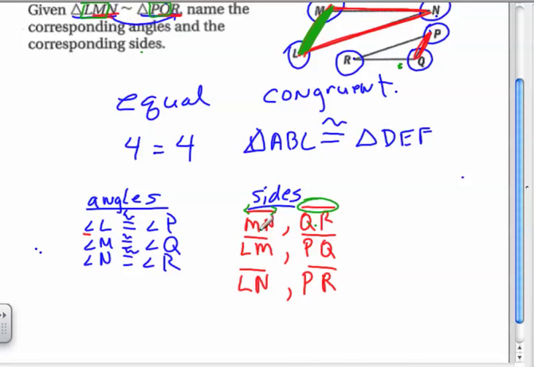Okay? Now, if the triangles were congruent, same size and shape, then I would say that these things are congruent. But since they're not, they're just similar, they're not. Now, the angles will always be congruent in similar figures. The angles will always be congruent in similar figures.